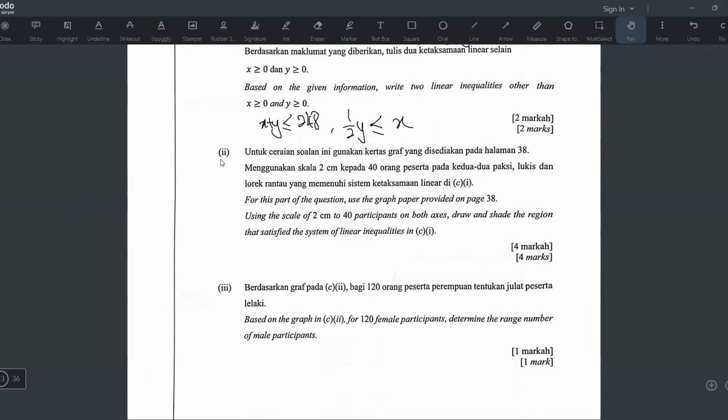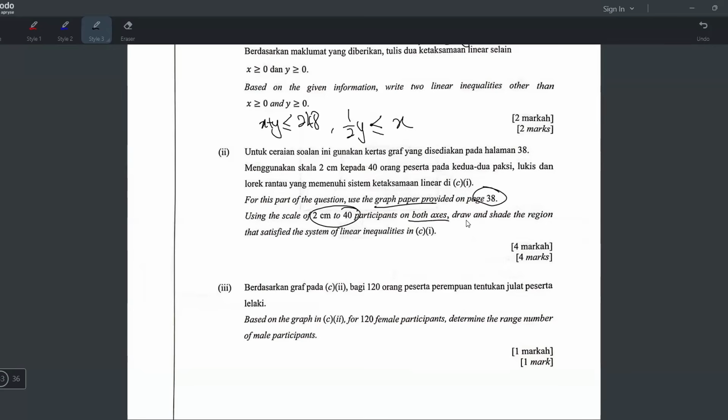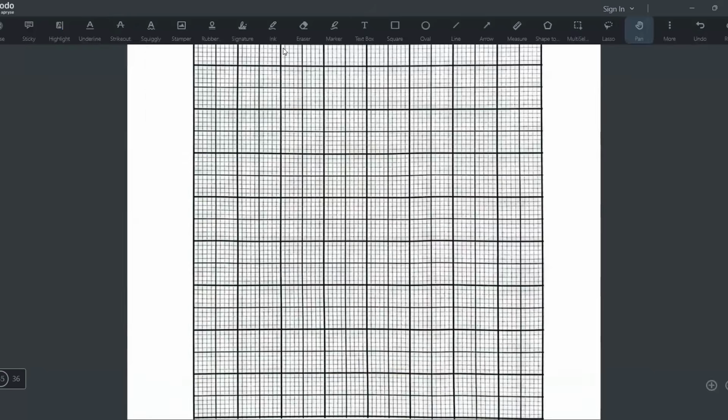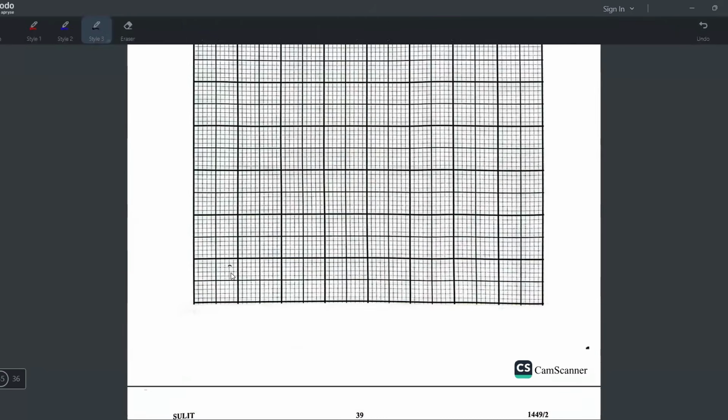Okay, with that being said, now number 2. For this part of the question, use the graph paper on 38. Use scale 2 cm to 40 for both axes. Draw and shade the region that satisfies this. Okay, let's see where's the graph paper. Okay, it's here. For this chapter, the 0, 0 is always here because there is no negative. And they say 2 cm to 40, right?